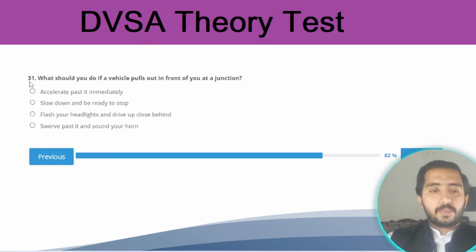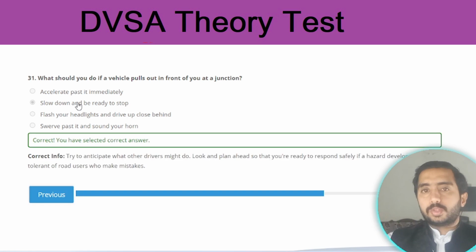Next one. Question 31. What should you do if the vehicle pulls out in front of you at the junction? The correct option is slow down and be ready to stop. Option B is the correct option.